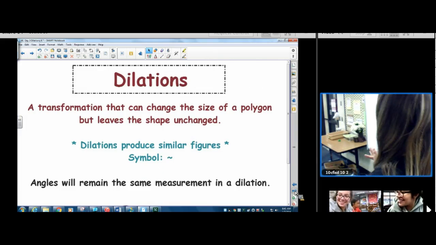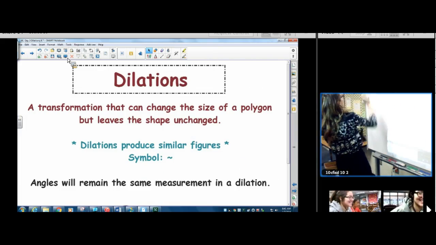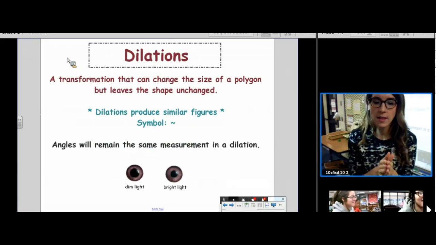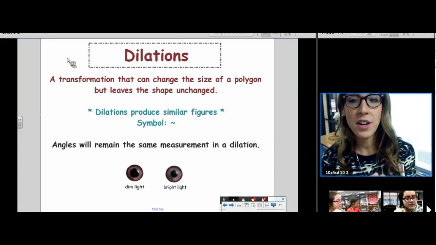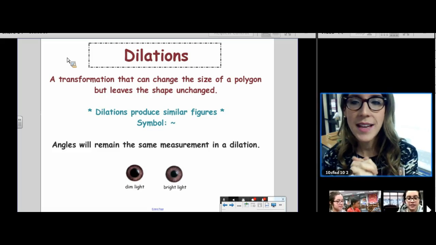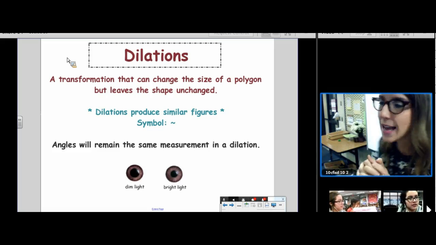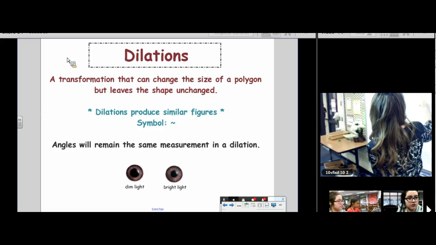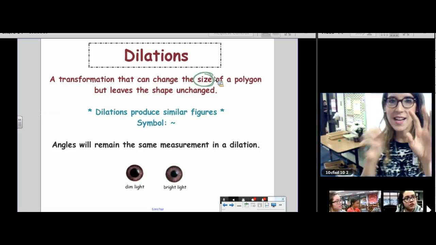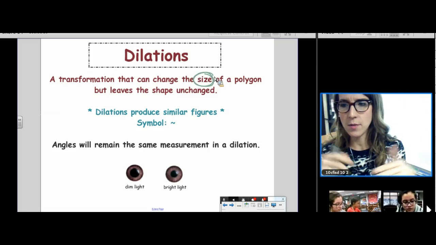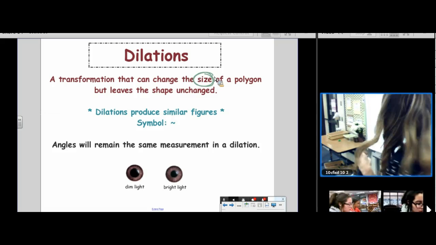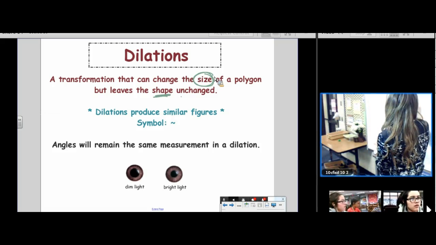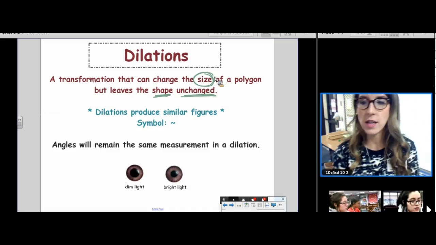The first part of today's lesson is old news. Totally already learned it when we did the similarity unit. A dilation. It's a transformation that can change the size of a polygon. You write this word in your notes. You write it in the fill-in-the-blank notes on that table I gave you. But leaves the shape unchanged. So those are the words that you're filling in the blank.